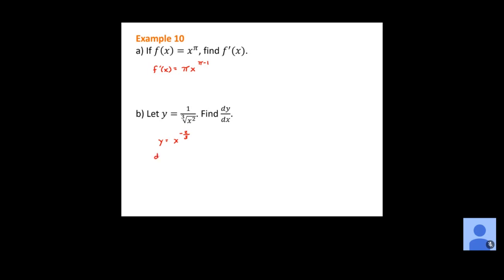Okay, now we can find the derivative. So dy/dx. We can use our power rule because negative 2/3 is a real number. So what's our derivative going to look like this time? All right, so negative 2/3 x to the negative 5/3. That looks good.